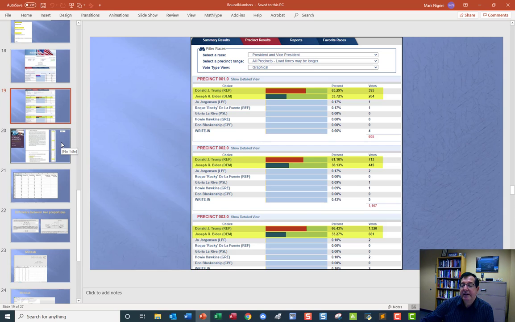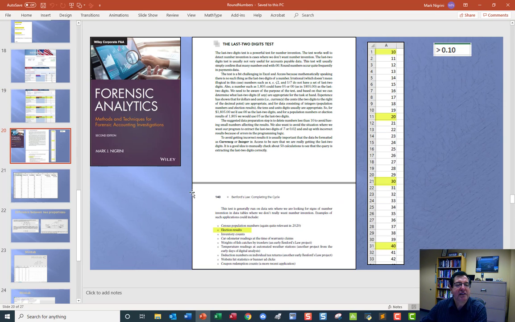The thing that I would need to know is, what proportion of the numbers do I expect to be a multiple of 10? This is the section from my book. I talk about the last 2 digits test. We are simply going to be looking for round numbers, but the tests are related. It's not the last 2 digits, but in fact it's the last digit being a 0.